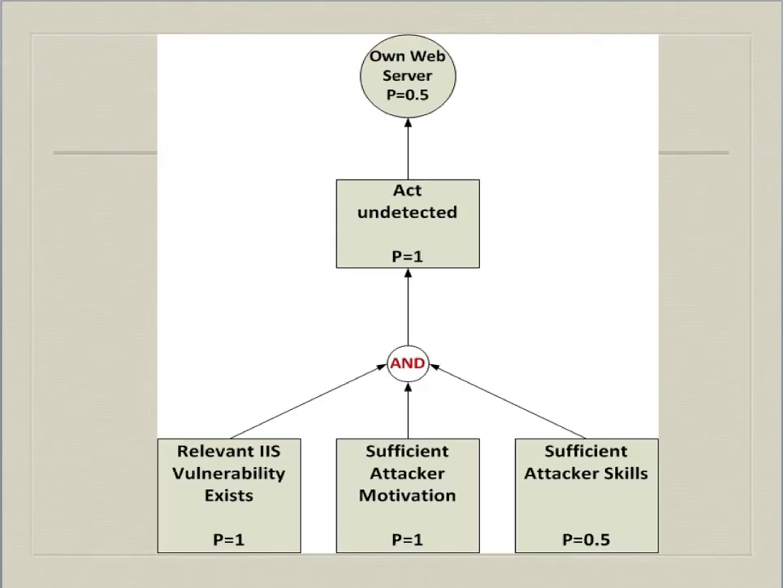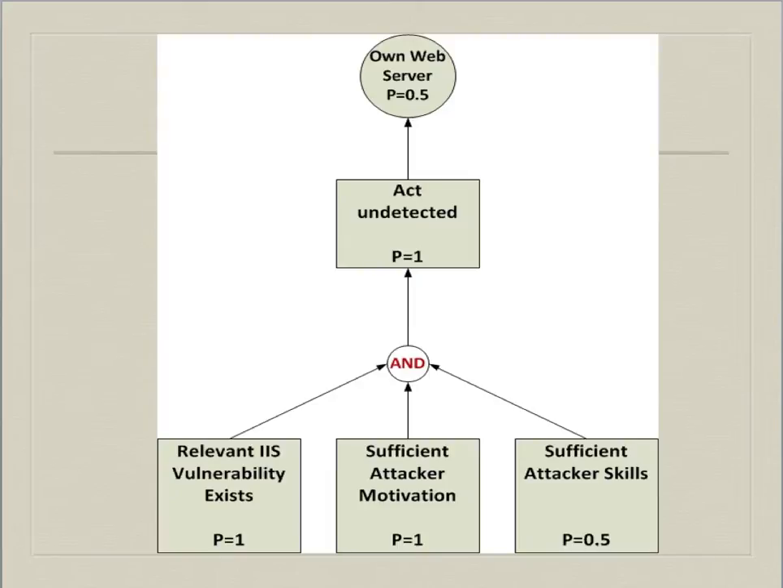So here's an example of the web server attack tree, a component attack tree. Notice that we had a relevant IIS vulnerability that was paired to the threat, and it existed because they hadn't patched the server. Sufficient attacker motivation: if the attacker gets access to the data, it has value, so the attacker is motivated to get to it. And sufficient attacker skills.